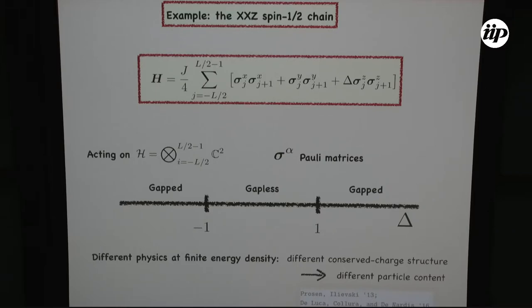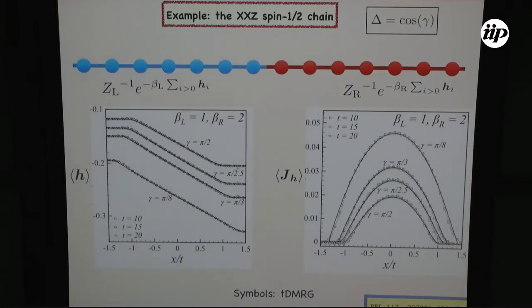If I have time, I will try to discuss it later. Okay, but let's get to the result. So here I'm considering delta equal to the cosine of gamma, so between minus 1 and 1. And in particular, I take some special values of delta such that the number of species of quasi-particles is finite and is actually quite small.